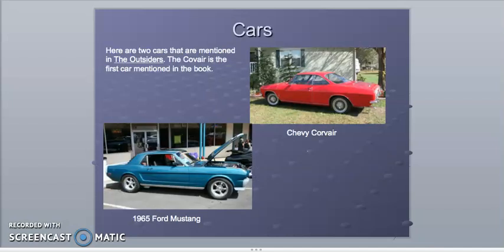So here are two of the cars that are mentioned in The Outsiders, the Corvair, and this is a '65 Ford Mustang.